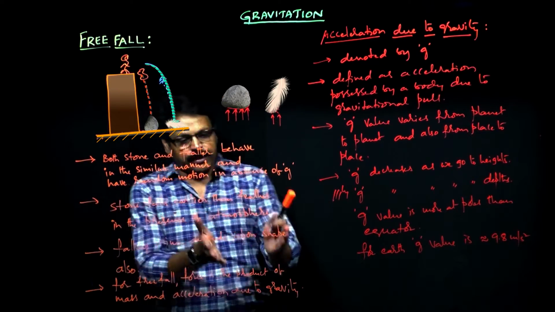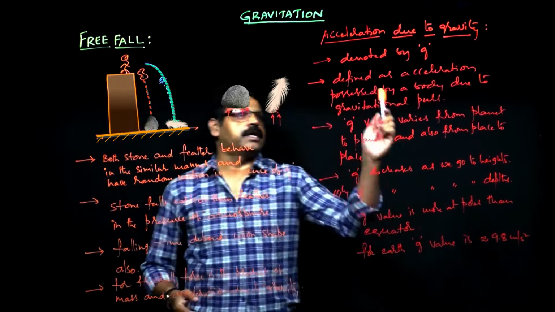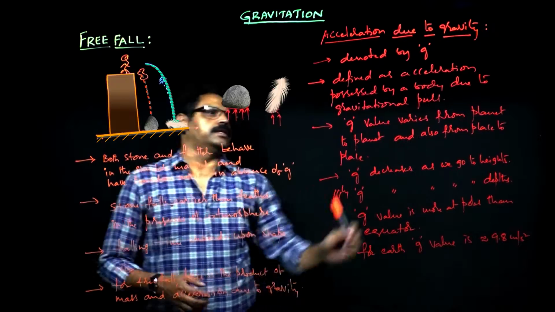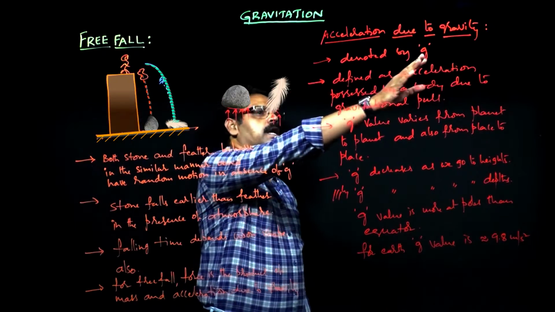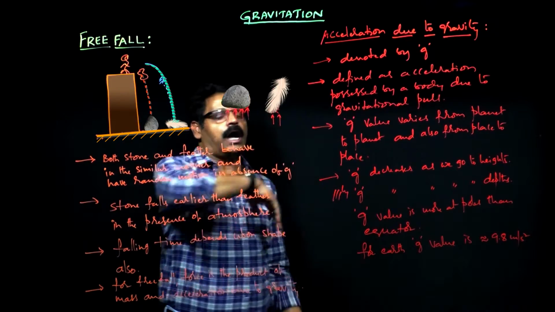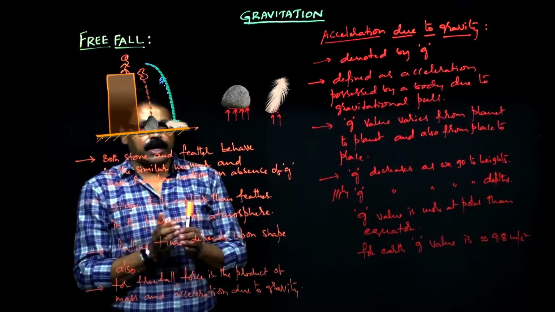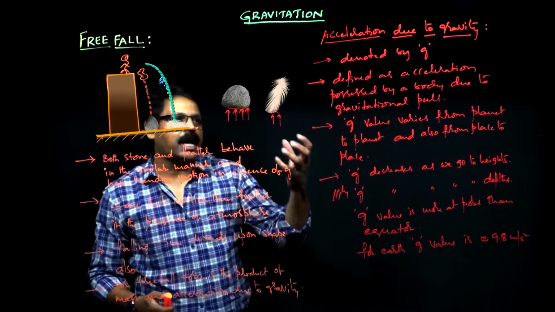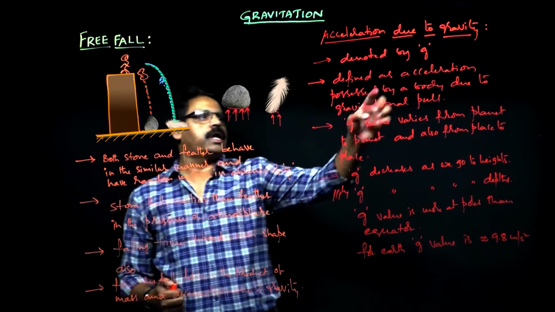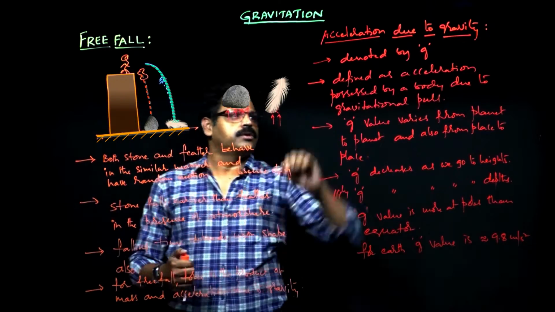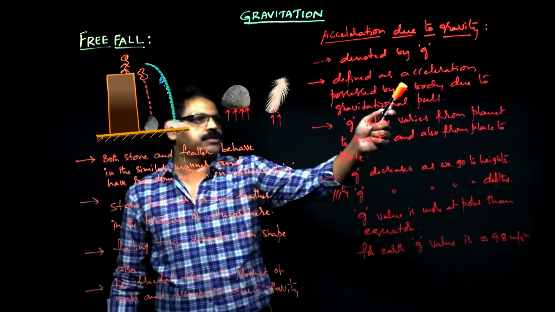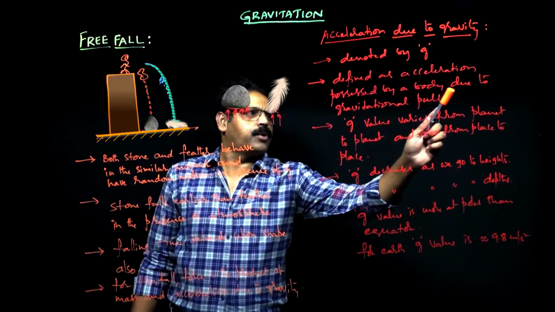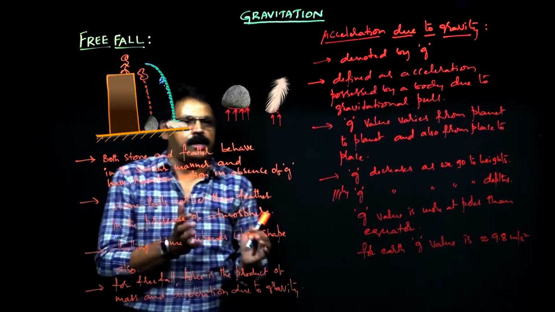Now, what does acceleration due to gravity mean? That is what we are to learn. So, acceleration due to gravity is denoted by a small letter g, and definition-wise, the acceleration possessed by a body due to the gravitational pull is called acceleration due to gravity. So, here the definition we have given: defined as the acceleration possessed by a body due to gravitational pull.